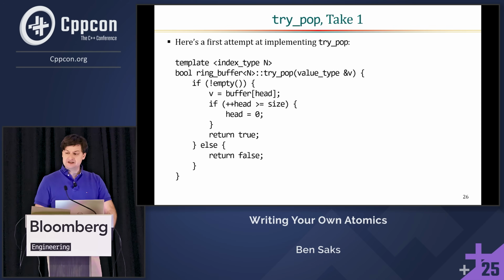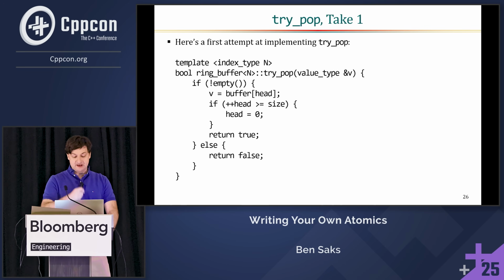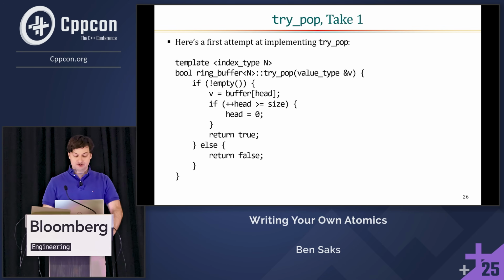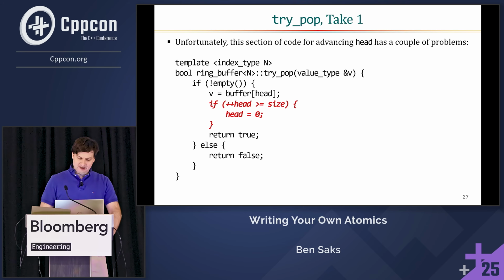All right, so here is what you might write as a first attempt at implementing the try pop function. It checks to see whether the queue is empty, and if it isn't, it goes ahead and reads out the element into the output parameter v, and then it moves the head index forward and returns true. Or if the queue happened to be empty already, it just returns false. But this section of the code for actually advancing the head index is not going to work properly. It has a few problems with it, actually.